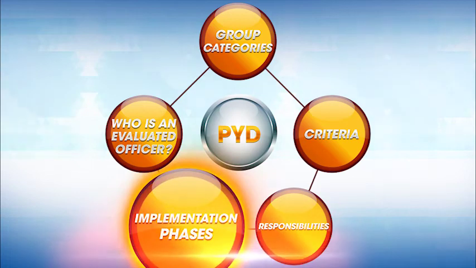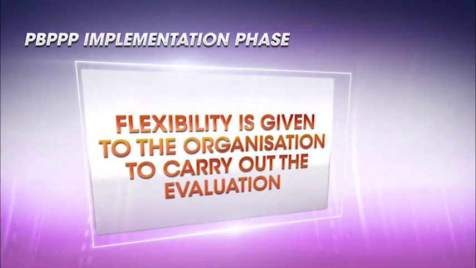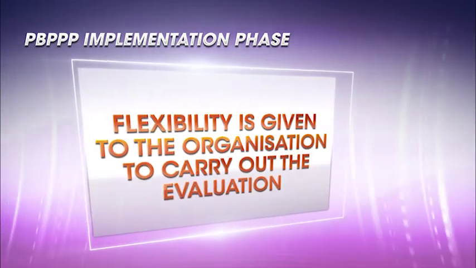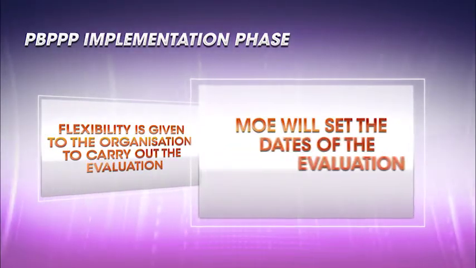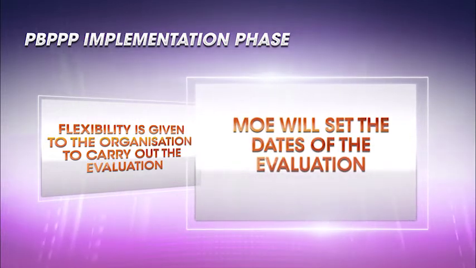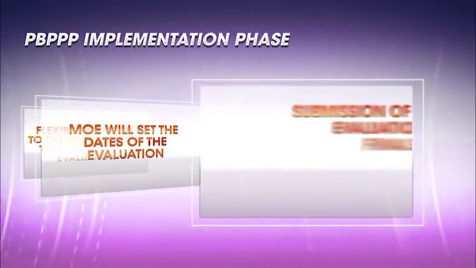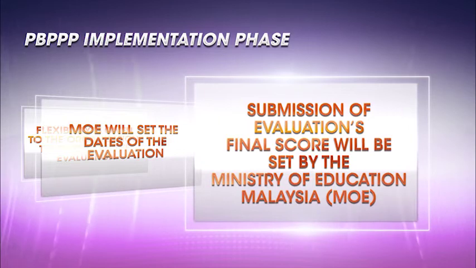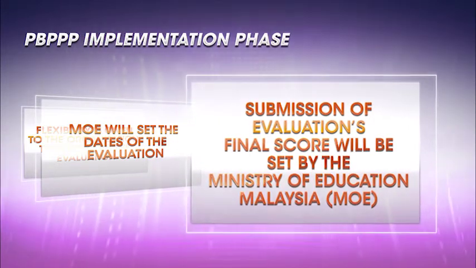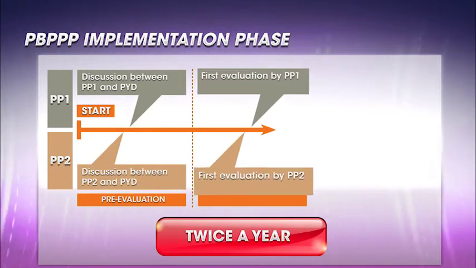Pbppp Implementation Phase. During the Pbppp implementation phase, flexibility is given to the organization to carry out the evaluation continuously during the review year, where the Ministry of Education Malaysia (MOE) will set the dates for the evaluation period. Submission date of the final scores will be set by the Ministry of Education, Malaysia (MOE). Evaluation will be done at least twice a year.